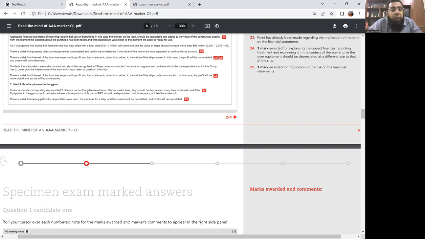There is a risk that wrong depreciation was used, the same as for the ship, and then the assets and profits will be overstated. 1 mark given for writing that information. 2 marks in just 2.5 lines. It is not about writing too much. It is about writing what is relevant. Explain well, and you get it.